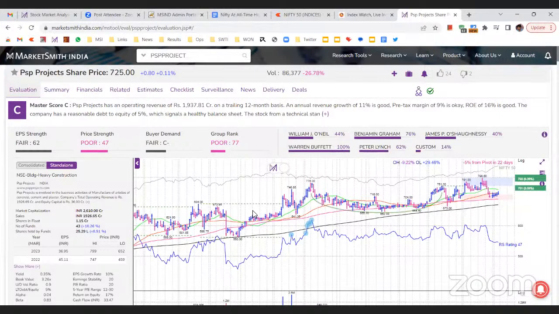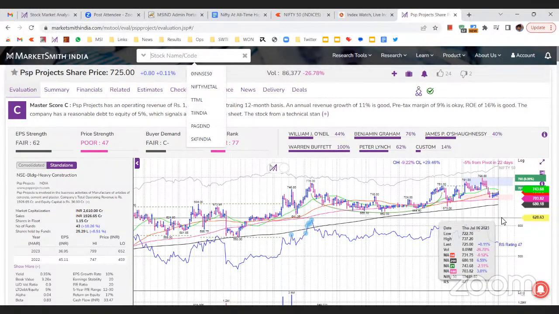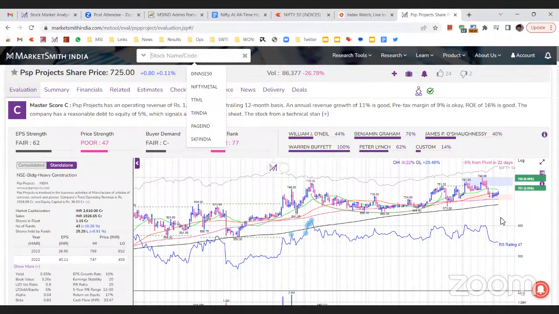And similarly, you can see whenever the stock tried to break out, it came down. It's trading below its 50 DMA and close to the 100 DMA at the moment. Considering the fundamentals, the ratings, and even the technical setup, it can be an avoid at the moment.